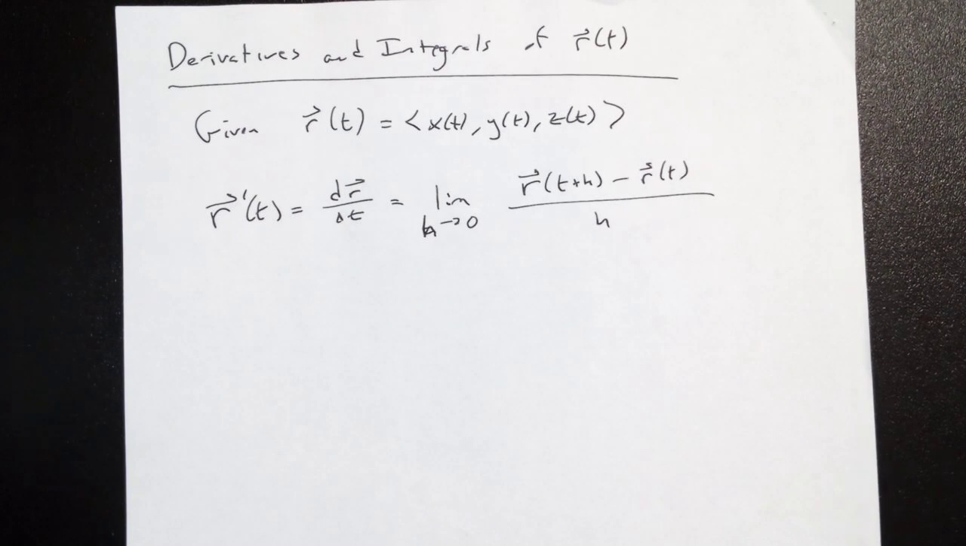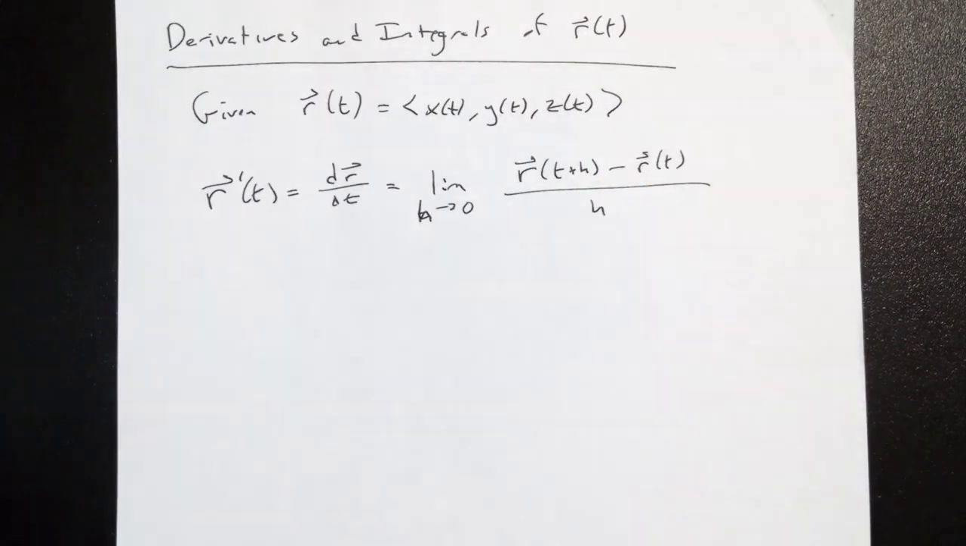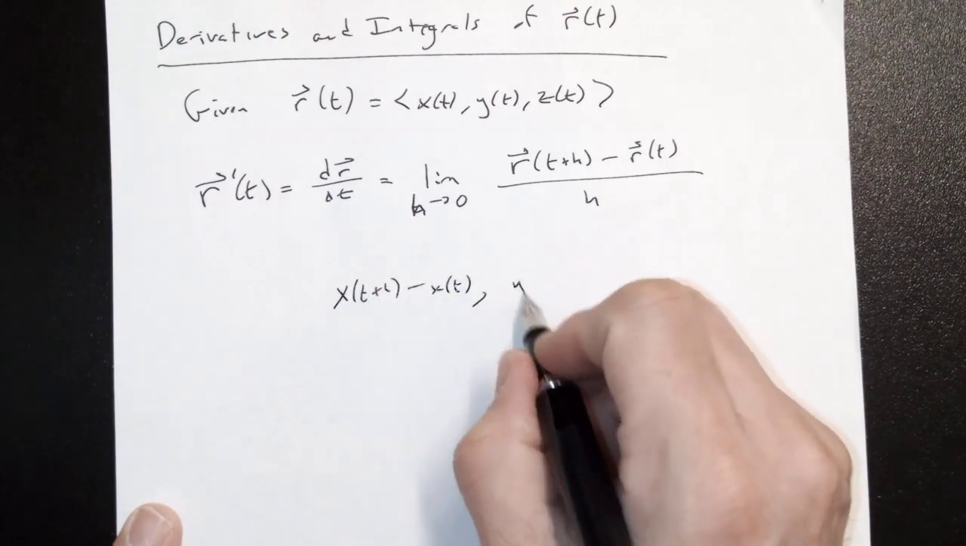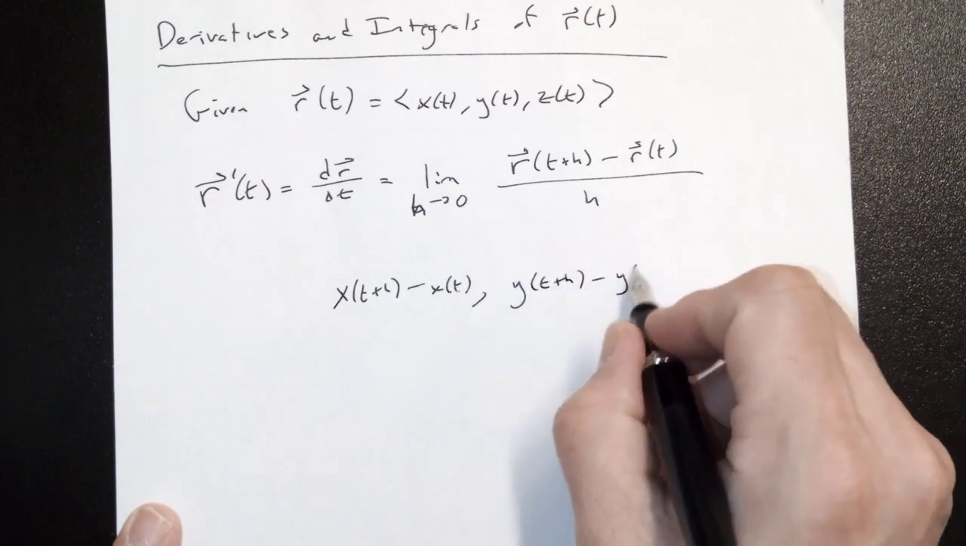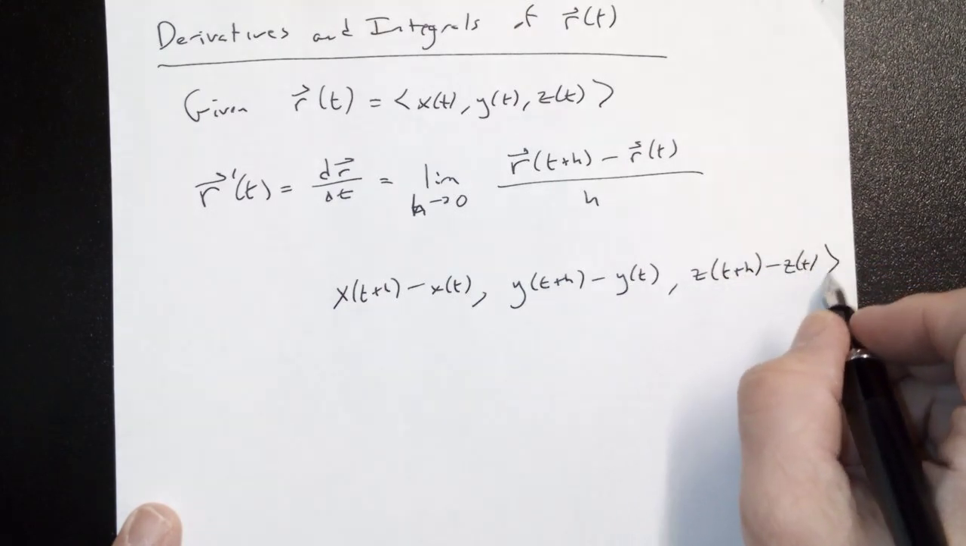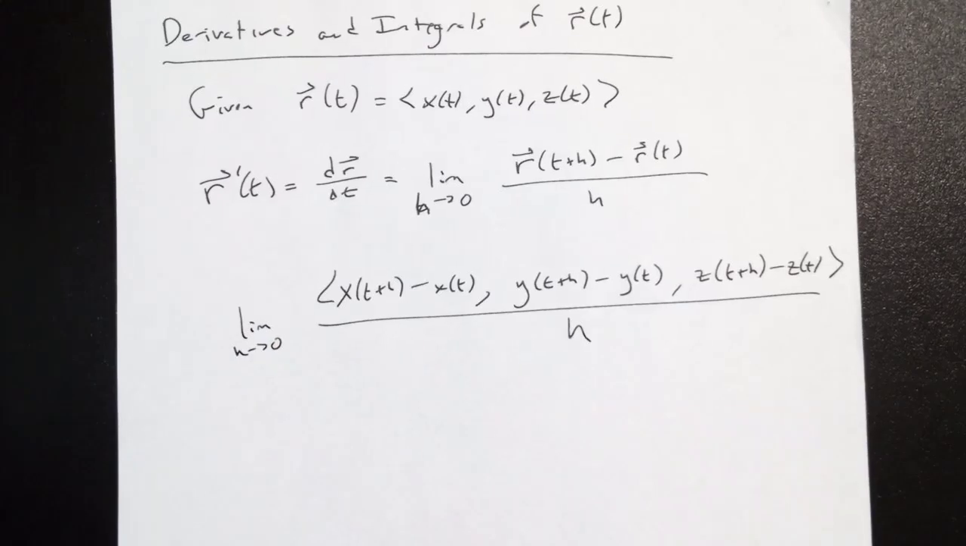So what? Well, r of t is a component-wise function. So the subtraction right here is subtracting two vectors. How do you subtract two vectors? So this is really the component difference, right?